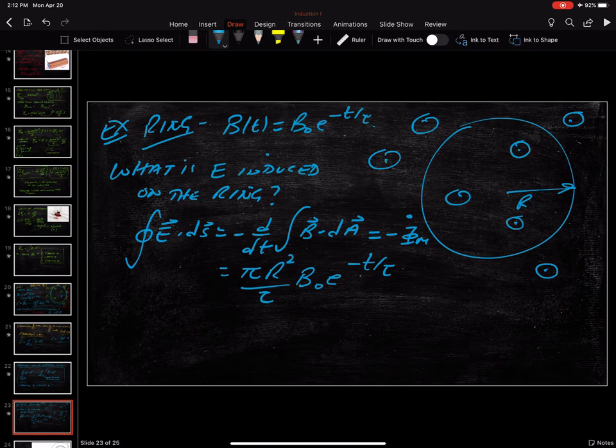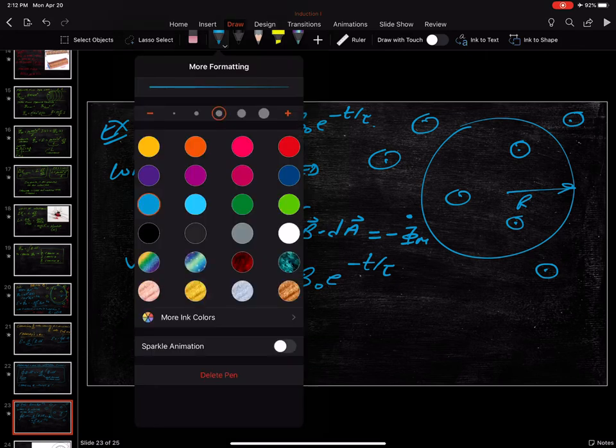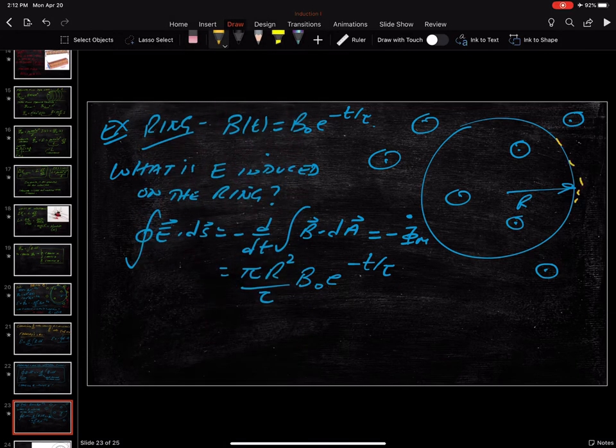Now I just have to figure out the left-hand side. You know that the electric field is going to circle around in here. The electric field should circle around because it's making this current move around in this direction, so my electric field should point in this direction. And the electric field is constant on the loop.